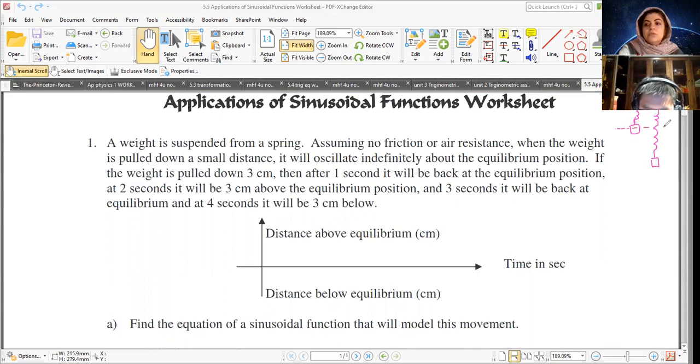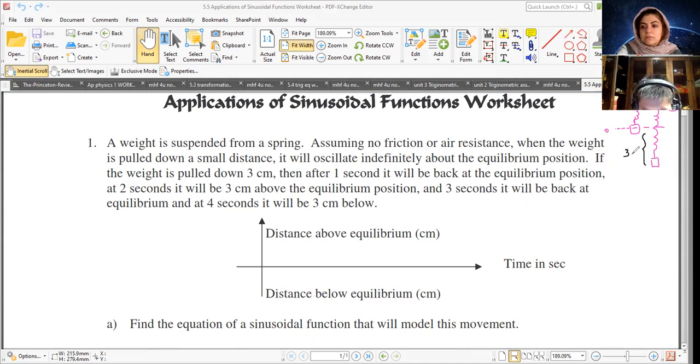Here, the equilibrium point, I put this one as 0. Then it comes back and is going to be compressed, right? Let's say this is compressed. So it oscillates, coming up and down like this. It oscillates around the equilibrium point, which is 0. So you put it down 3 centimeters. From here to here is 3 centimeters.